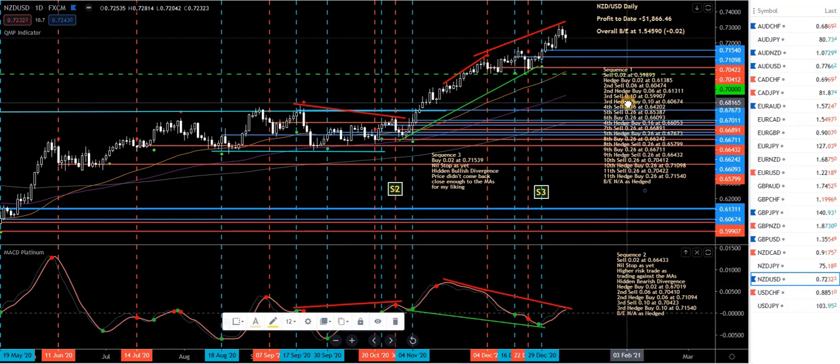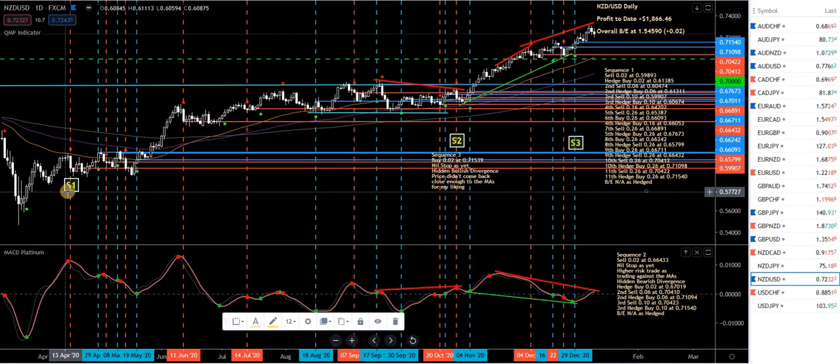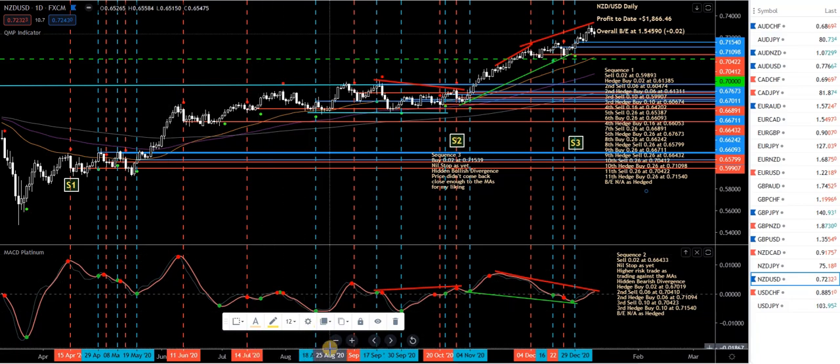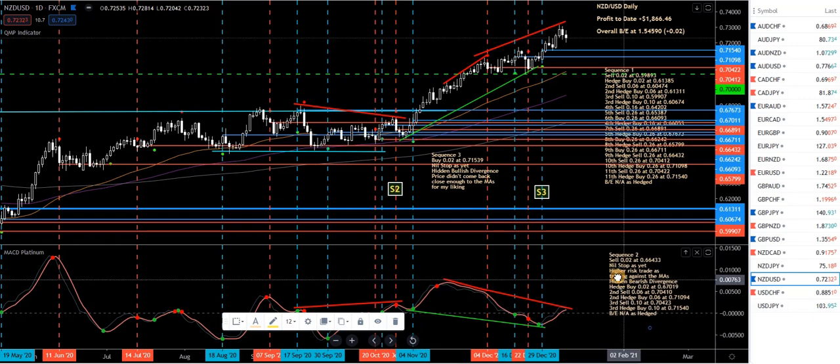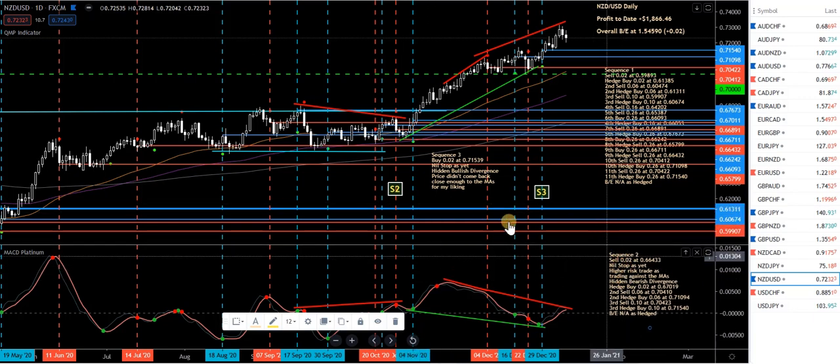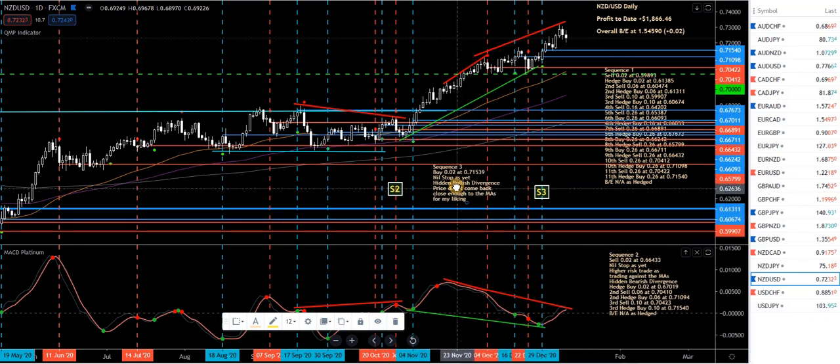I've got a few trades on. What we got? Sequence 1 is hedged. Like the Aussie, this is an old sequence. Starts back here, same as the Aussie. You watch the New Zealand USD and the Aussie USD, they tend to move together. Very similar chart patterns. So the difference is with the New Zealand, I've got a sequence 2 and a sequence 3. Where's sequence 3? There it is. So let's have a look.